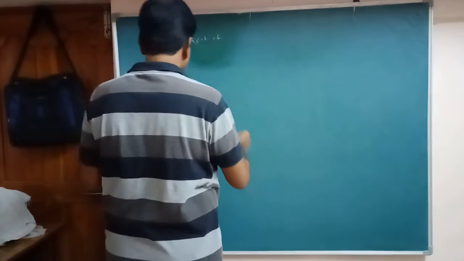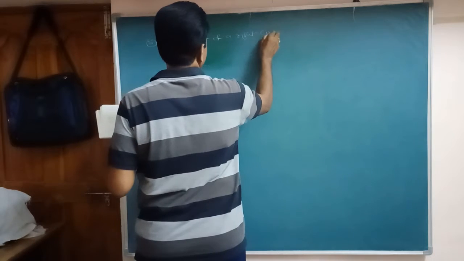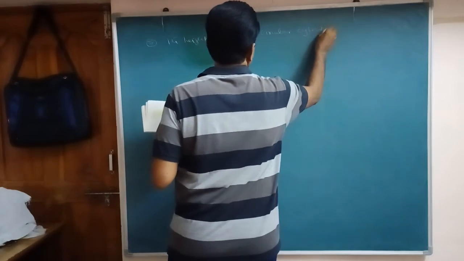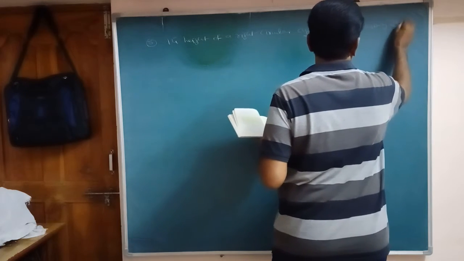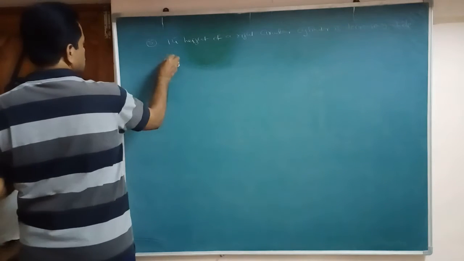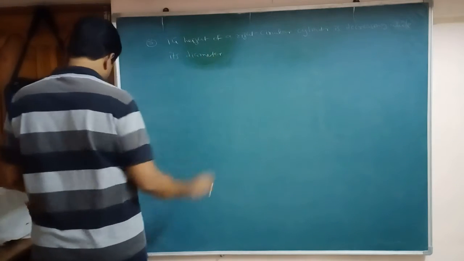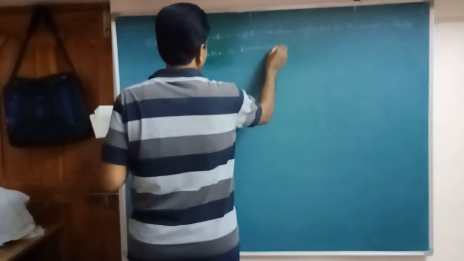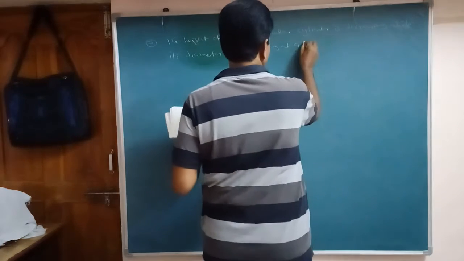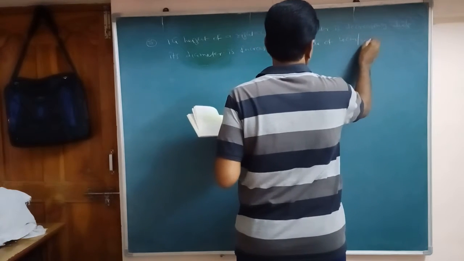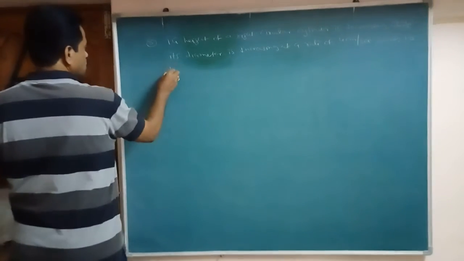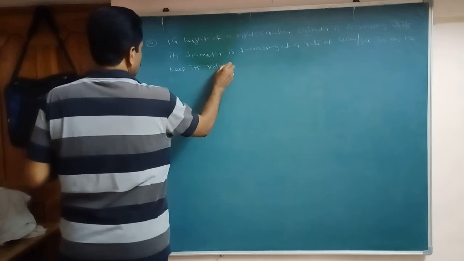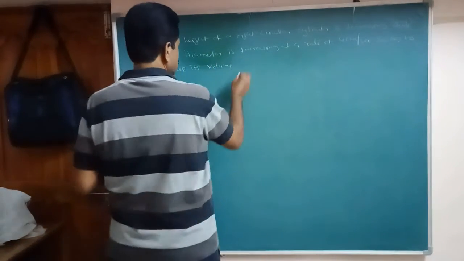The height of a right circular cylinder is decreasing while its diameter is increasing at a rate of 4 centimeters per second, so as to keep its volume unchanged.